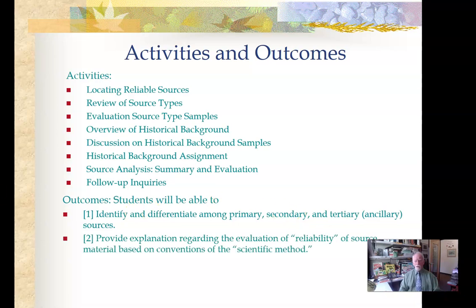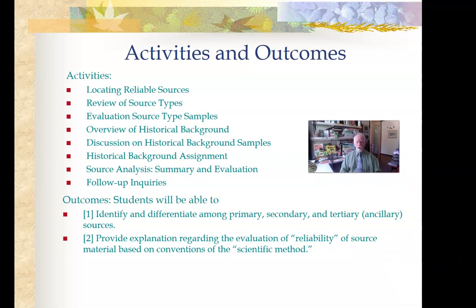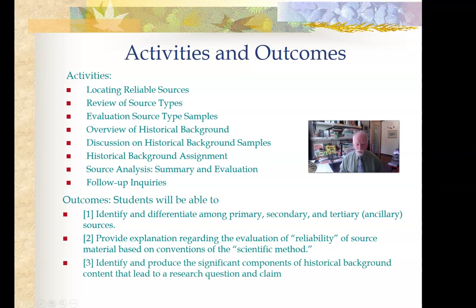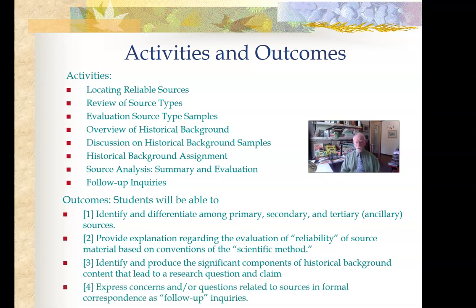So what this means is that the students will be able to evaluate and let us know and indicate how reliable this source is based upon the conventions of the scientific method that we'll be studying. Third, the students should be able to identify and produce significant components of historical background content that would then lead to a particular research question and claim. And finally, number 4, students should be able to express concerns or questions that are related to sources and then be able to express those in formal correspondence as some kind of follow-up inquiry.